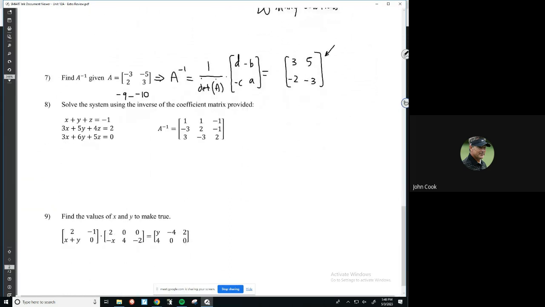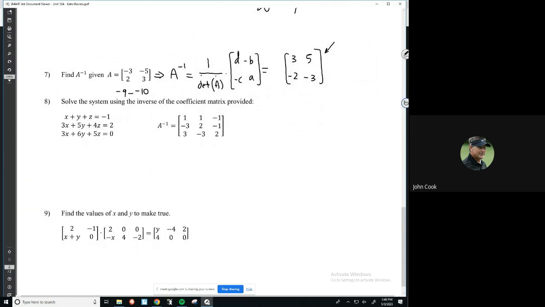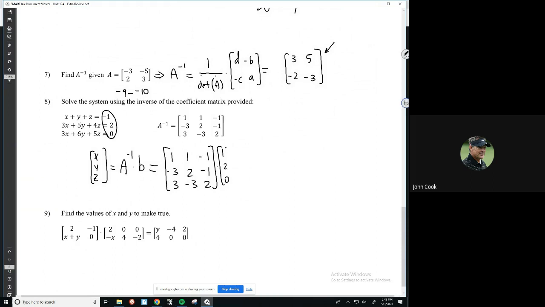Okay, solve the system using the inverse of the coefficient matrix provided. So this one should be pretty easy. The idea is this. To find the solutions, x, which is like the x, y, and z of this, it's going to be equal to A inverse times B. Okay, the B vector, these guys right over here. We just multiply them together. So we have 1, 1, negative 1, negative 3, 2, negative 1, 3, negative 3, 2. That's the inverse. And then we just multiply that times B, which is 1, 2, and 0. And this should give us x, y, and z.